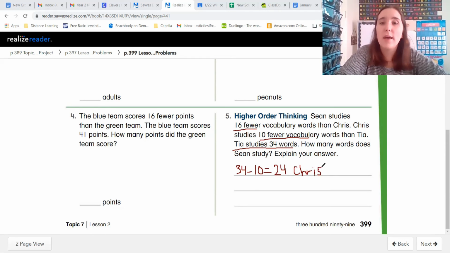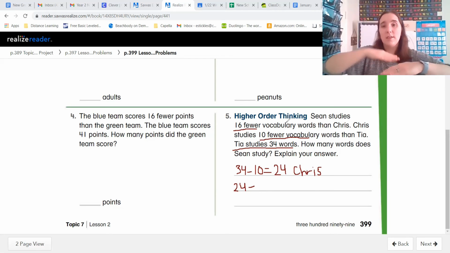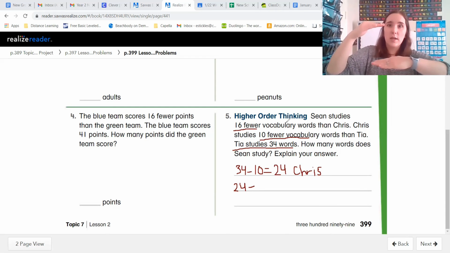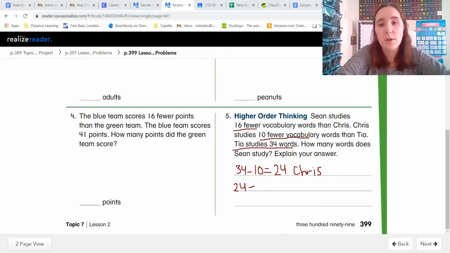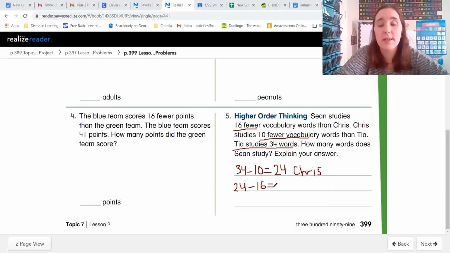Okay. And then now that we know the number that Chris studied is 24, we need to figure out how many Sean studied. But it says Sean studied 16 fewer than Chris. There's a difference of 16. So Sean studied some number, 16 more is the number that Chris studied, which we know is 24. So what we're going to do is another subtraction problem. 24 that Chris studied minus 16, because that's the difference. And that's going to tell us how many Sean studied.